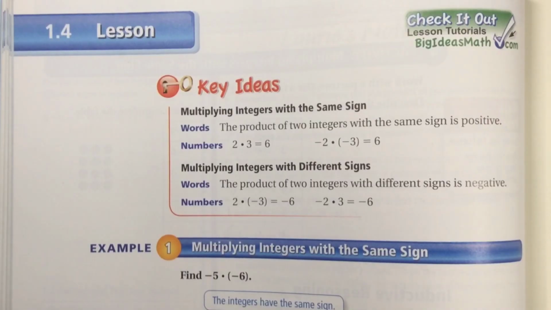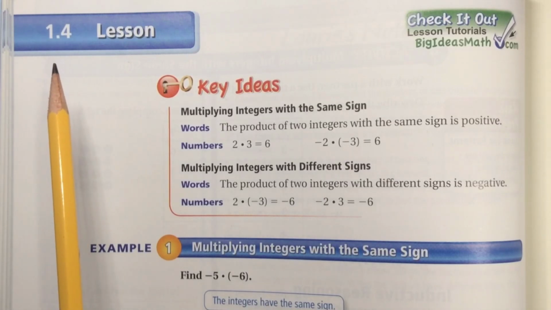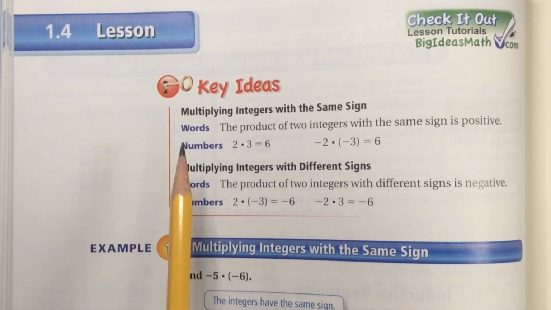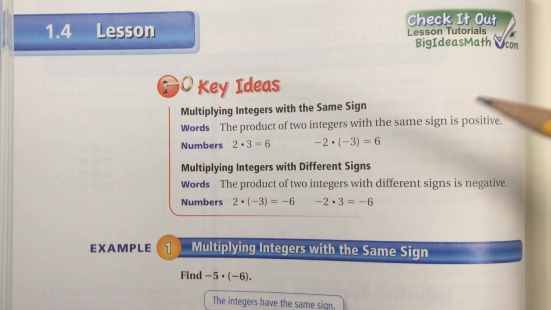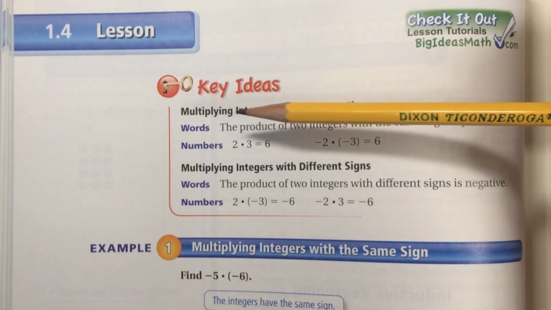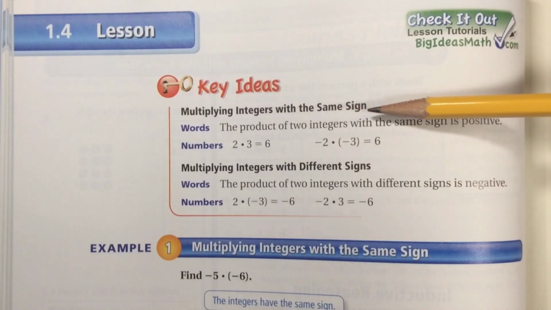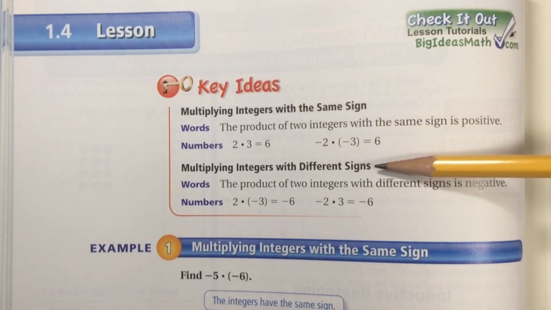All right, well, this is lesson 1.4. It's found on page 24 in your textbook. And here the key idea is multiplying. So we're going to be multiplying integers. There's two different scenarios. Multiplying integers with the same sign, and then multiplying integers with different signs.